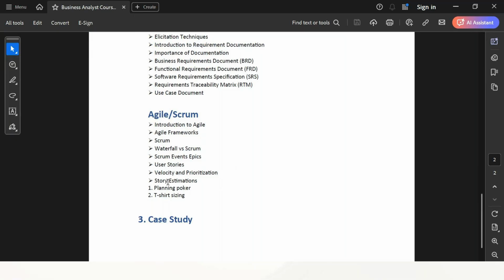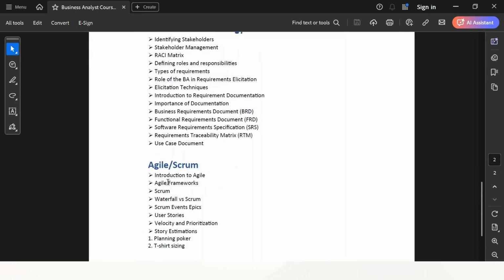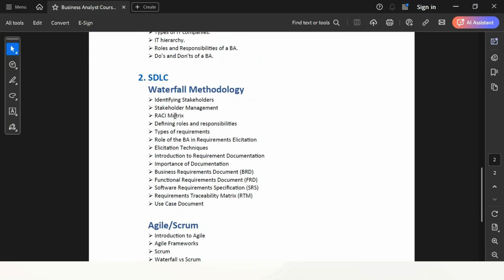And then towards the end of the course, there will be a case study that will be given as an assignment. Right throughout the training we'll be taking relevant examples as part of our case study, and then continue to build on them with each topic.